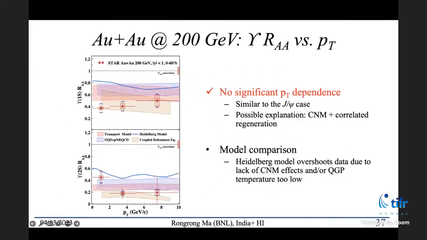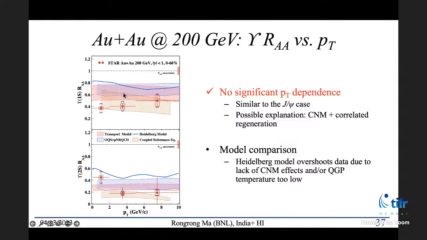We also looked at the pT dependence. This is the Upsilon 1S RAA as a function of pT on the top, and Upsilon 2S RAA as a function of pT on the bottom. Here we don't see a clear pT dependence, which is quite similar to what we saw in J/psi. Again, this could be the interplay of many different effects like cold nuclear matter effect or the regeneration effect. We also compared to different models, and two of them I already introduced, the transport model and the open quantum system model. They also seem to agree with data reasonably well within uncertainty.